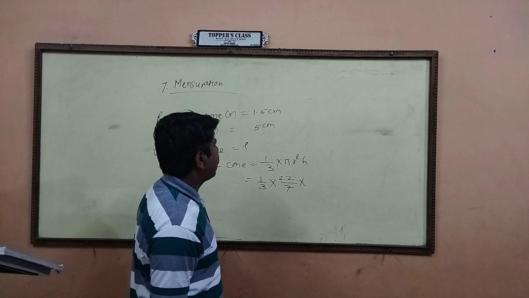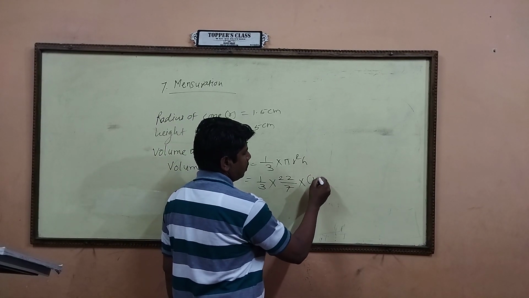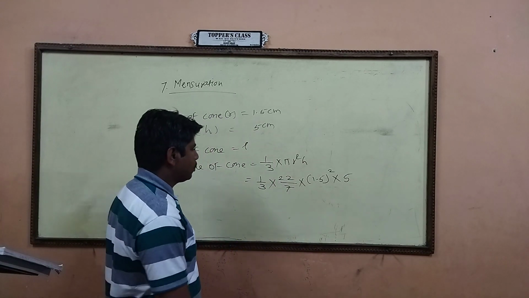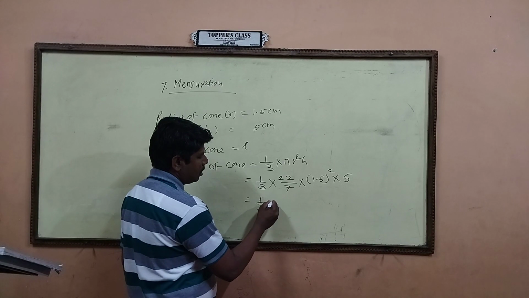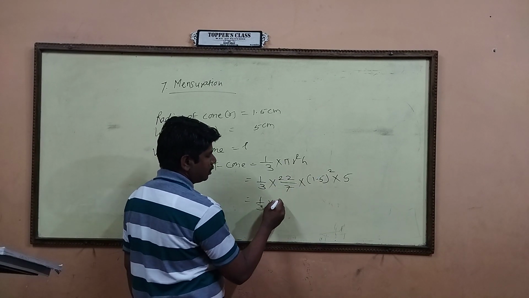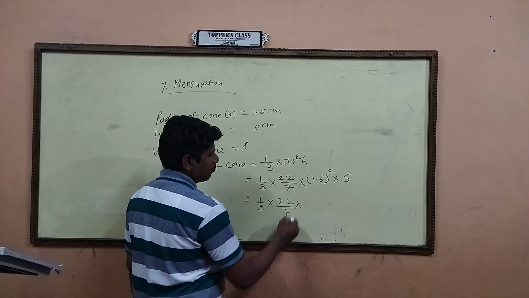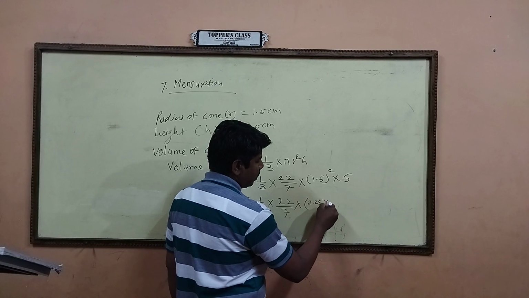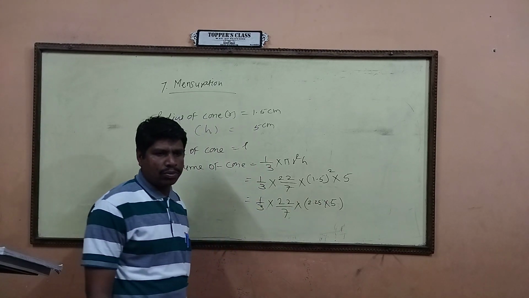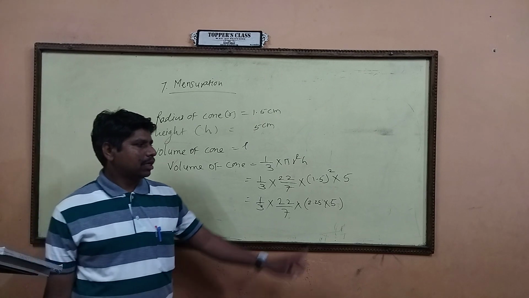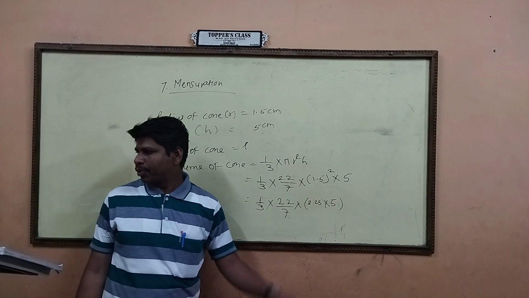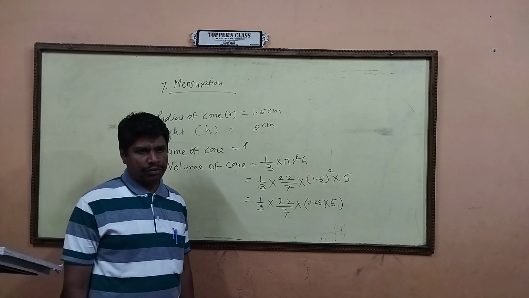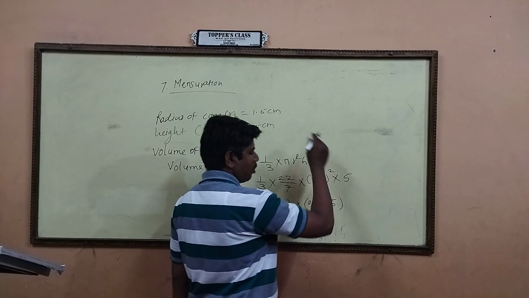22/7 multiplied by r, where r is given as 1.5, its square, and h is given as 5. Okay, so now you can do this very simply: 1/3 multiplied by 22/7, which you can keep as it is. 1.5 squared gives 2.25, multiplied by 5, because 15 squared is 225 and the decimal point is given, so we write 2.25, then multiplied by 5. What will you get? 11.25.